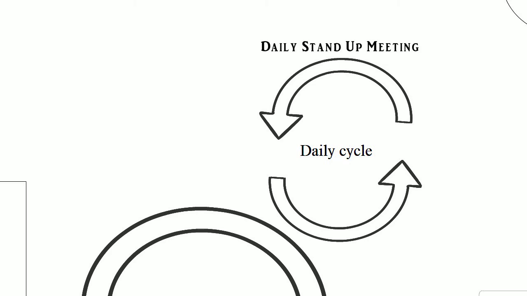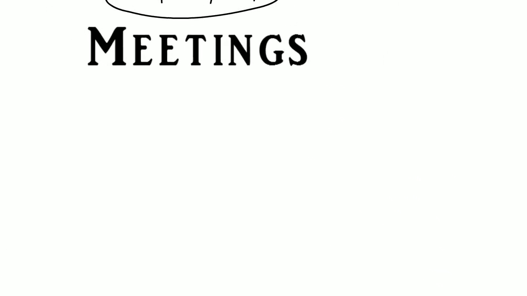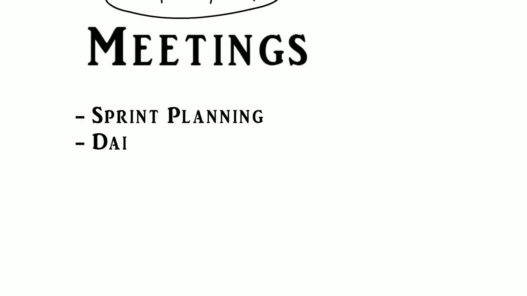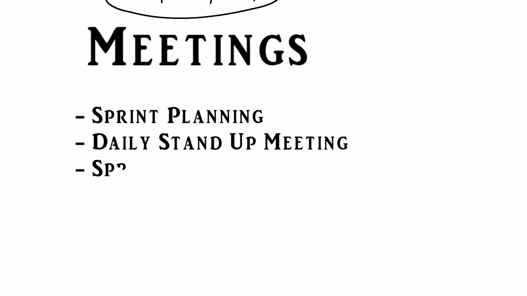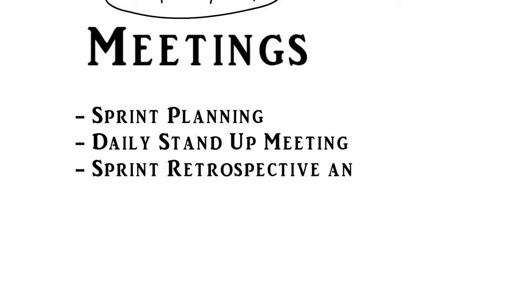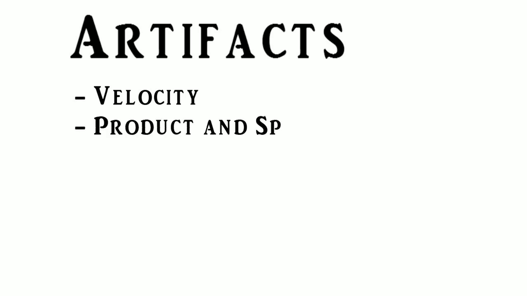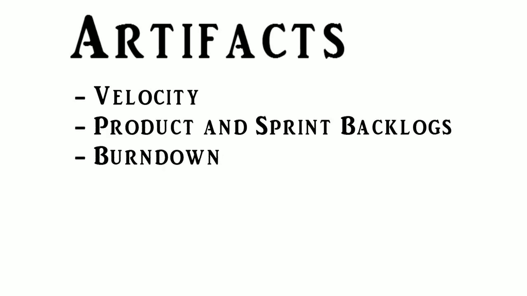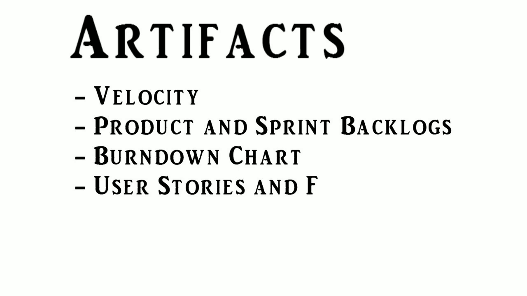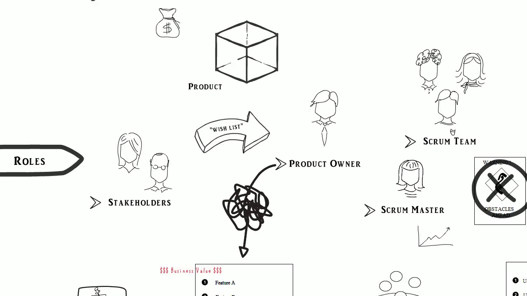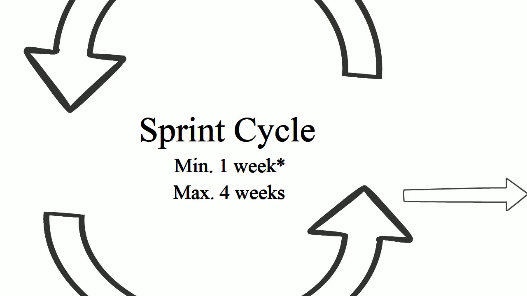With that, we've reviewed all the key Scrum framework concepts: the key meetings, sprint planning, daily stand-up meeting, sprint retrospective, and review. The key Scrum artifacts: velocity, product and sprint backlog, burndown or burn-up chart, user stories, and features. The key Scrum roles: product owner, Scrum Master, the team, and stakeholders. And the iterations that are relevant in Scrum: sprint and release.